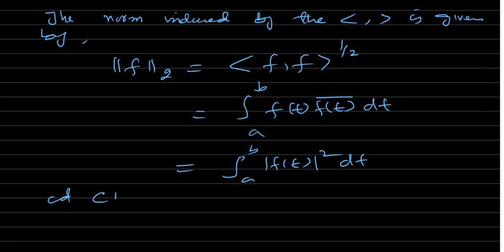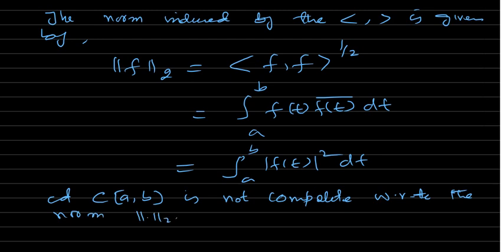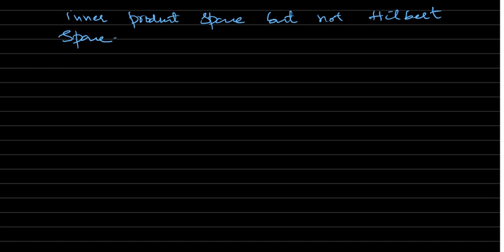And C[a,b] is not complete with respect to this norm. Therefore C[a,b] is not a Hilbert space. Therefore C[a,b] is an inner product space but not a Hilbert space. Okay, it's not a Hilbert space. So it is an inner product space with respect to this inner product.